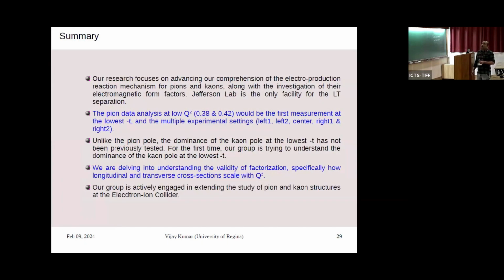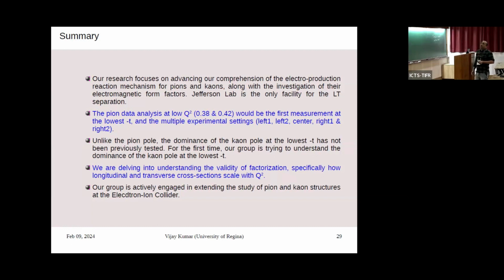And now, to summarize my talk, our research focuses on advancing our comprehension of the electroproduction reaction mechanism for pions and kaons, along with the investigation of their electromagnetic form factors. JLab is the only facility for the LT separation. So the data analysis at low Q square that I'm doing right now would be the first measurement at the lowest t data that we acquired, in multiple experimental settings.